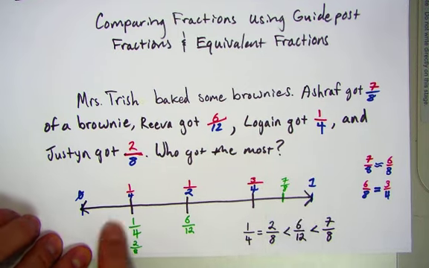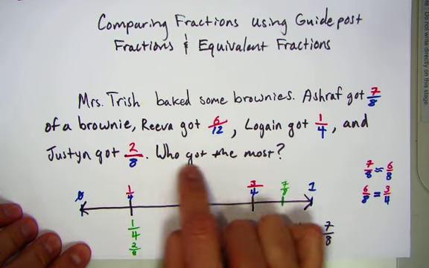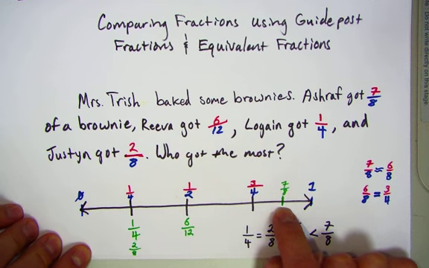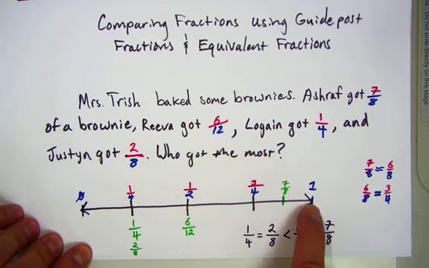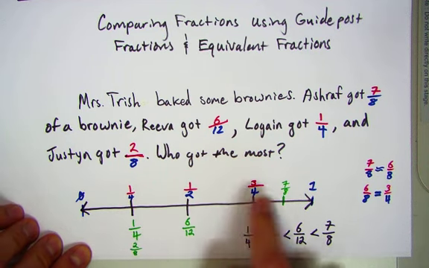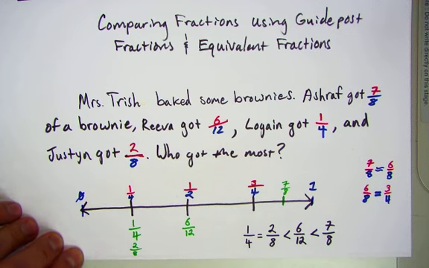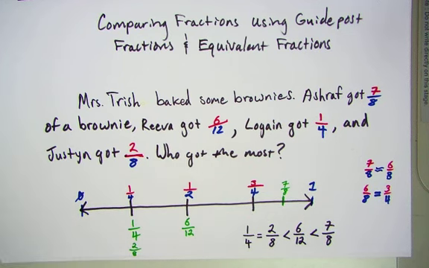And then I can compare all these fractions in green to each other to see who got the most. And I see that Ashraf got the most because he almost got one whole brownie. Riva was next. Riva got the second most, and then Justin and Lojane got the least. But they're still happy. They got some of the brownie. Okay, try the practice problems, and watch this video again if you didn't understand everything.